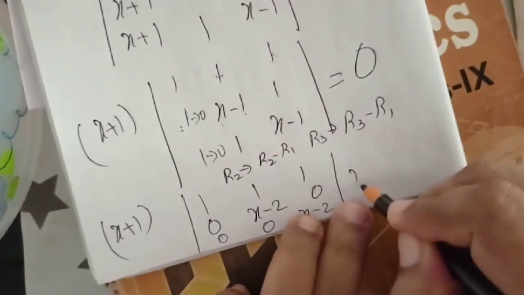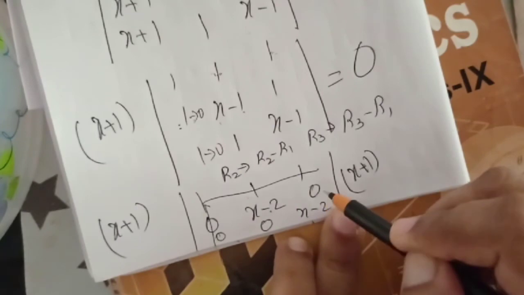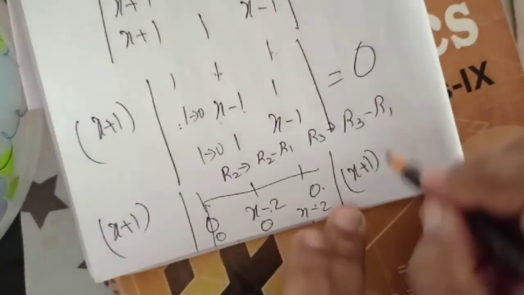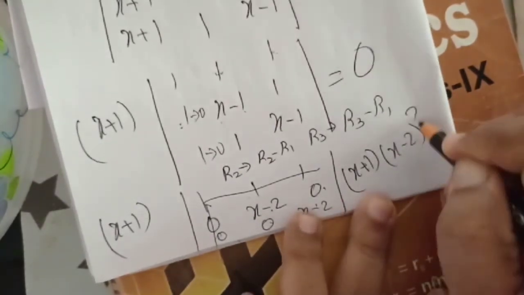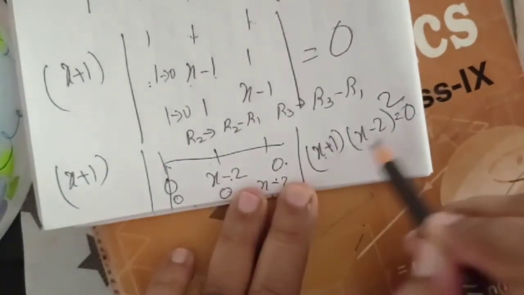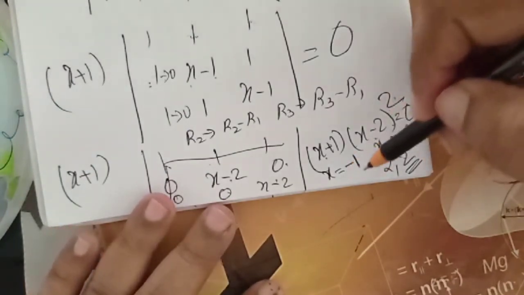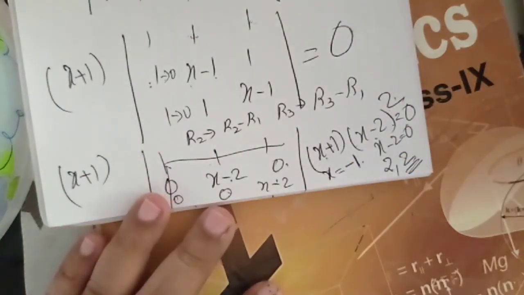Now open along the first column. You will get x plus 1 into its minor, means x minus 2, 0, 0, x minus 2. That is x minus 2 the whole square equal to 0. Isn't it? Our aim is to solve for x. Therefore, the first value of x is minus 1. Then x minus 2 the whole square means x minus 2 equal to 0. Therefore, x equal to 2, 2. Square means two values are there. Therefore, the final answer is minus 1, 2, 2.